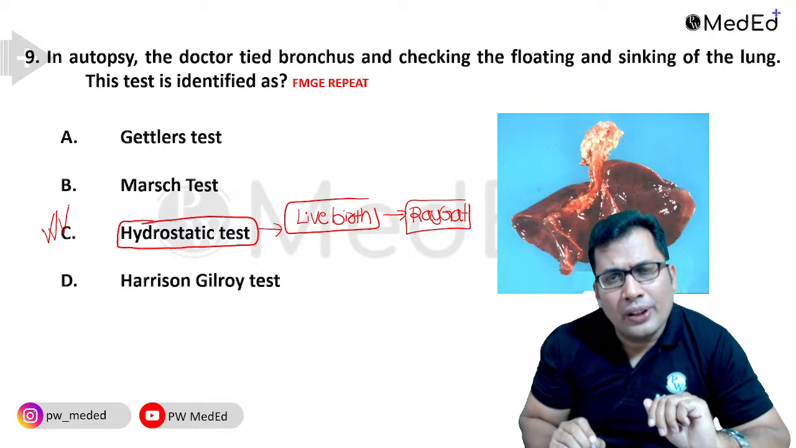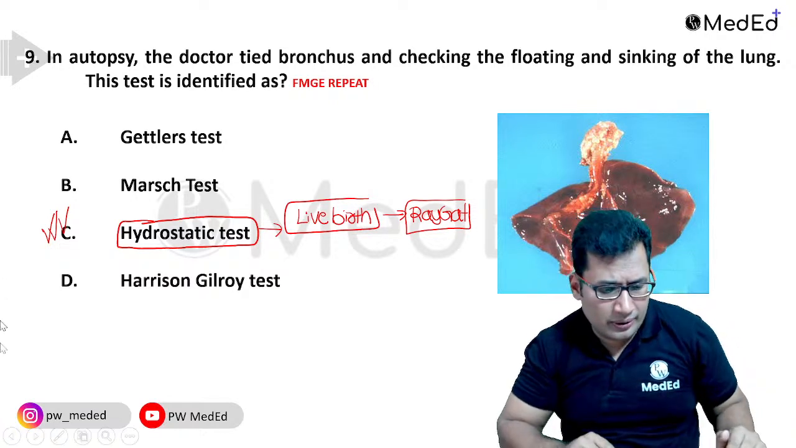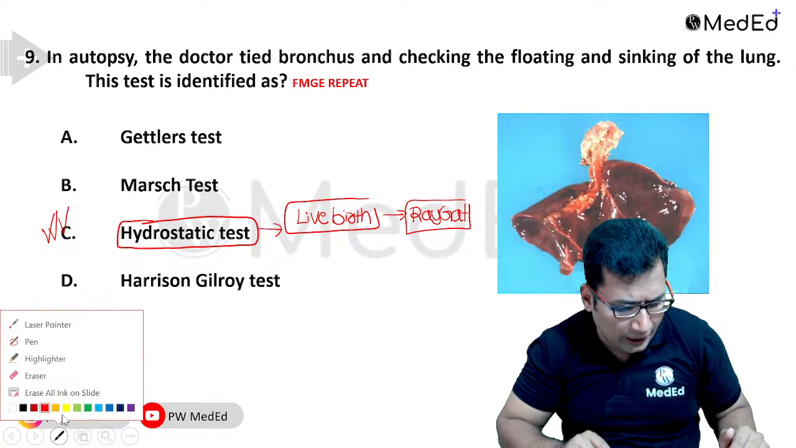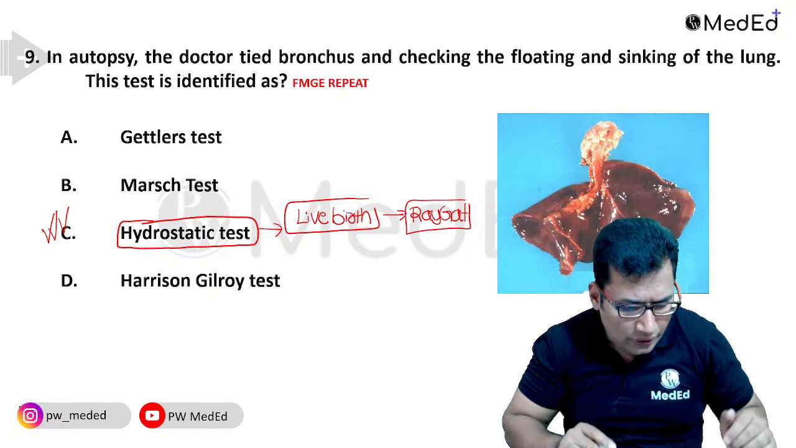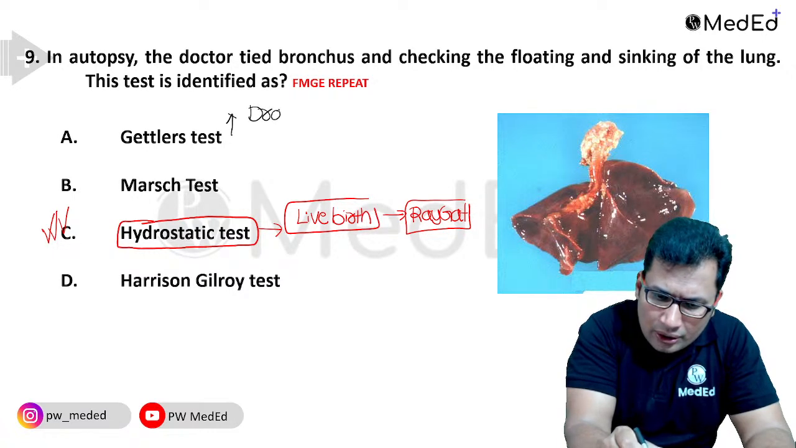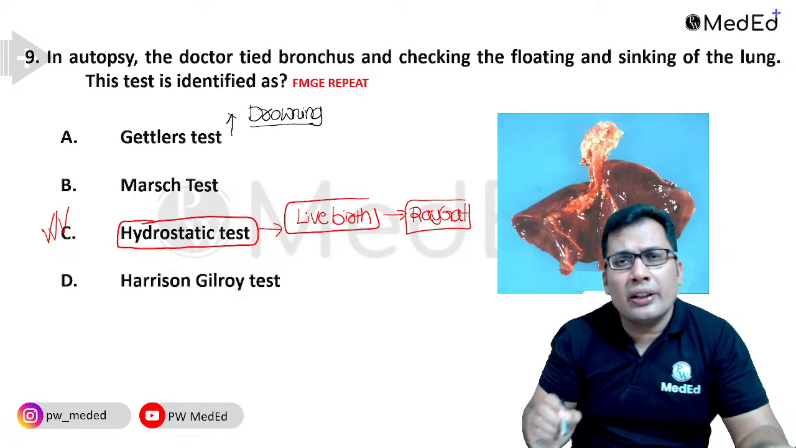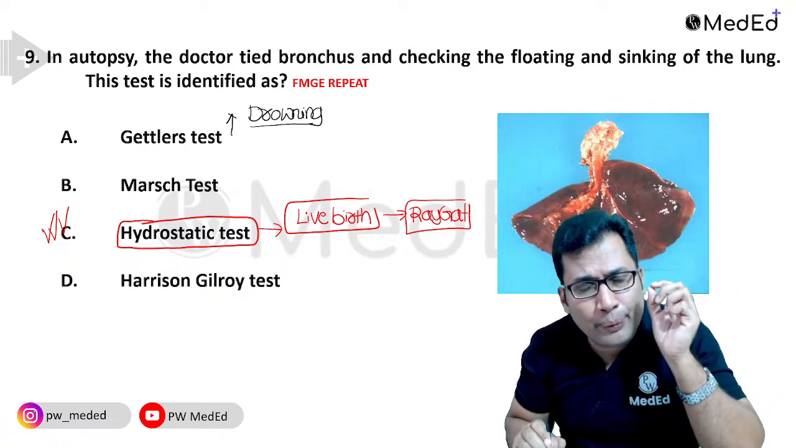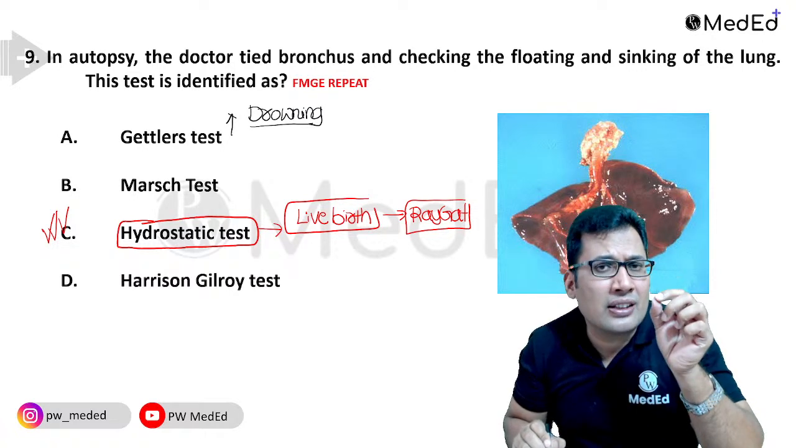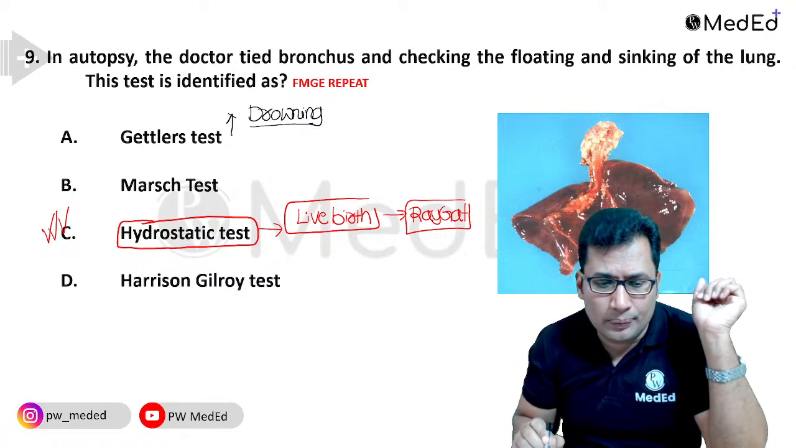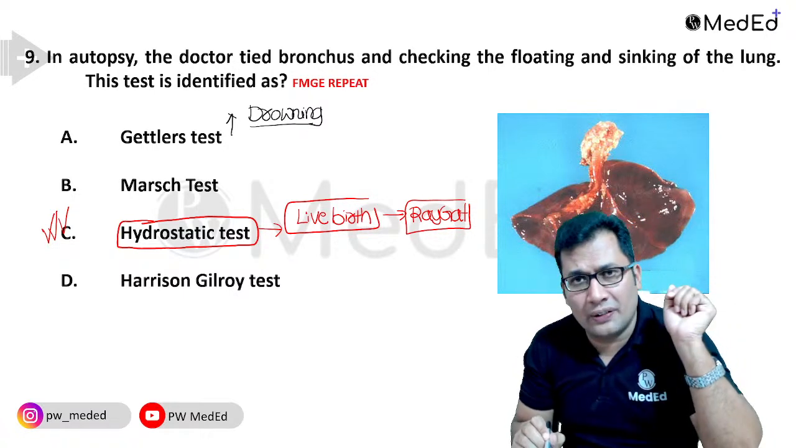But here, what is the Gettler test? The Gettler test is a test for drowning. It is used to differentiate between seawater drowning and freshwater drowning, depending upon the chloride ion concentration present in the right and left ventricle. So that can be asked in our exam.